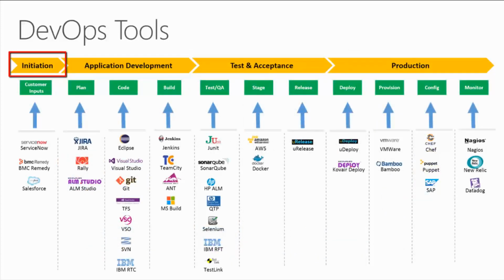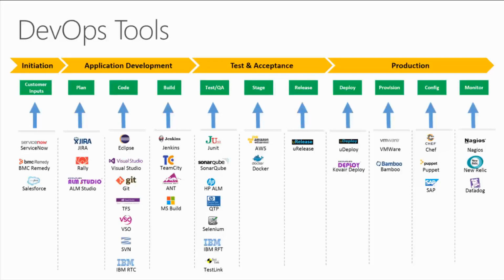So as promised, here are the DevOps tools that we can use. So from the initiation phase, which is the first part, where the customer inputs are allowed, the tools that are used are ServiceNow platform, for example, or Salesforce. Then we get into the app development section, which contains plan, code, or build. So each of these phases has its own set of tools.